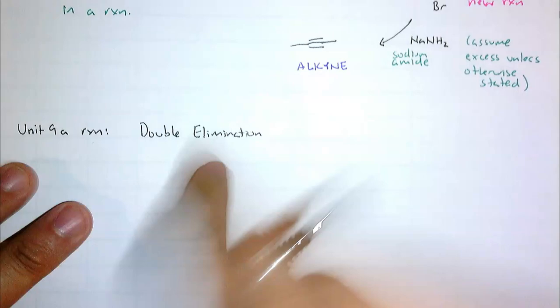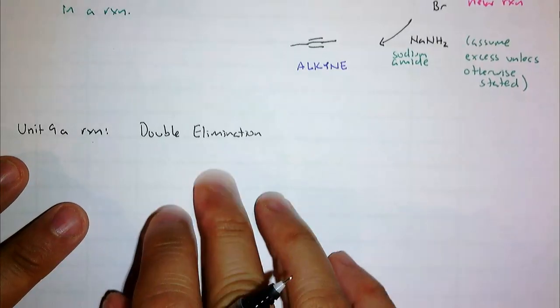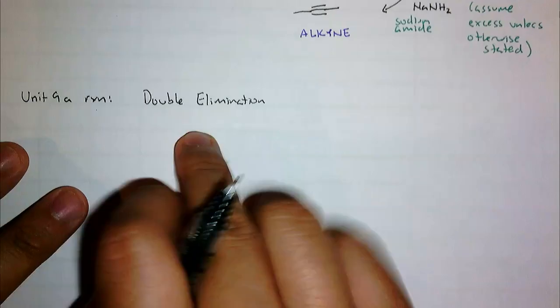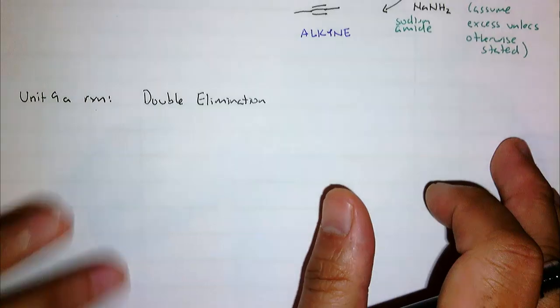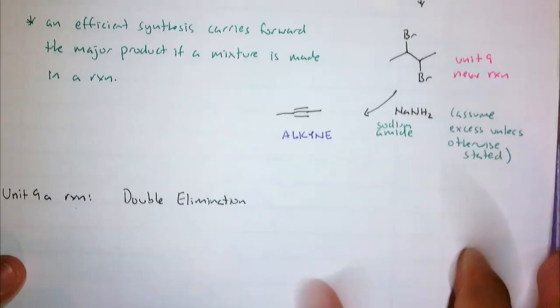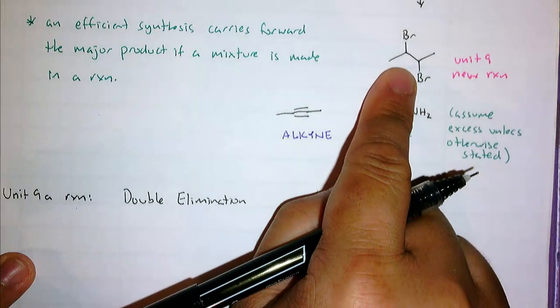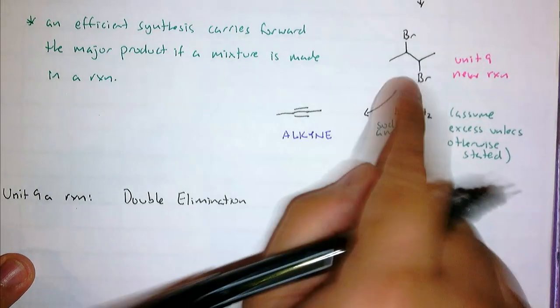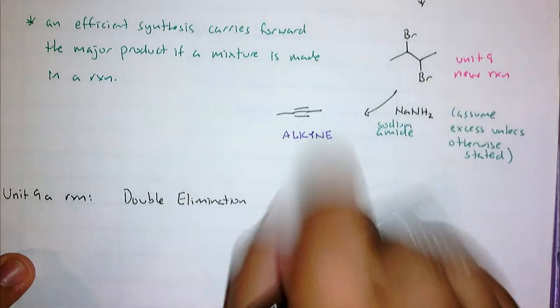Yes, it's the same elimination that you've learned about in the previous unit, Unit 8. So what do you need for an elimination? Well, we learned that if you have an alkyl halide, you could use a strong base. Well, this is a strong base, and we do have a dihalide. So we're going to do a double elimination to not get 1 pi bond, but to get 2 pi bonds.